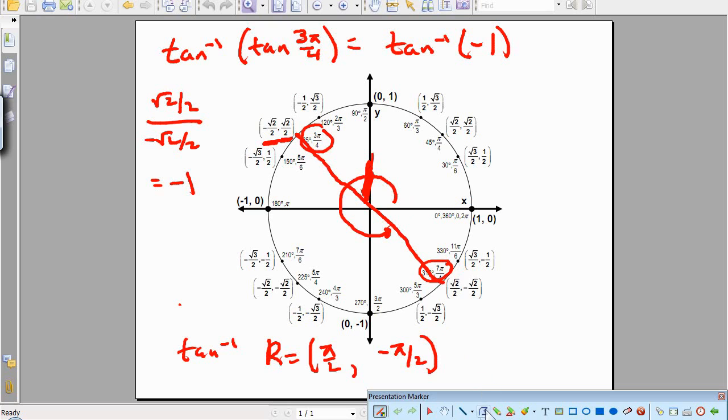So if you're not allowed to go counterclockwise, you're going to have to go clockwise. And so 7 pi over 4 is not the angle you're actually looking at. You're actually looking at negative pi over 4. It's the same location on the unit circle, but it's not the same angle. So my answer up here is negative pi over 4.